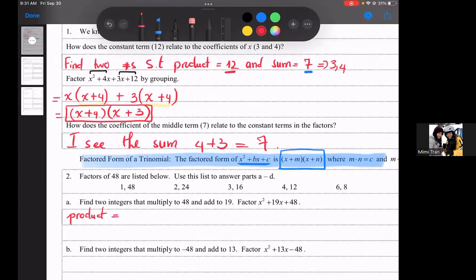So let me write here, product is 48, and sum means adding to 19. What are the two numbers? Two numbers multiply to 48 and add to 19. Think product first. Don't think about the sum, the sum later. So just two numbers. Let's see, 48 is an even number, so I'm going to start out with 2. So 2 times something. 2 times what?